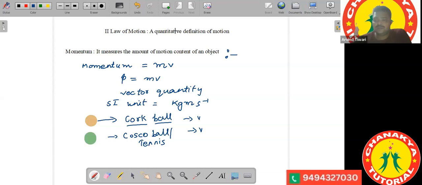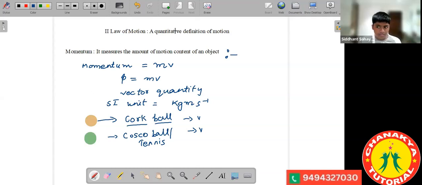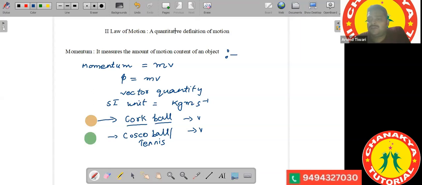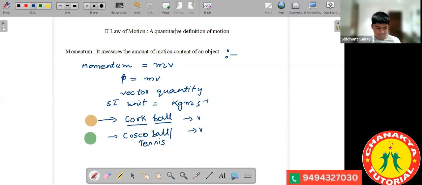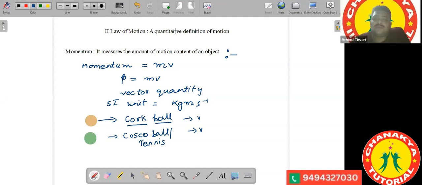A car? The car would require a greater amount of force to stop. Sir, a car and a bicycle, both are moving with the same speed. So a bicycle can be stopped by applying a small amount of force, sir. But the car requires a larger amount of force.